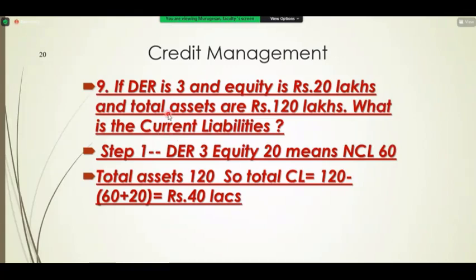Okay. Boss, indirectly they are giving data. They are not giving it directly. That is why CAIIB will test your intelligence, your smartness. Debt equity ratio 3, boss. What does it mean?